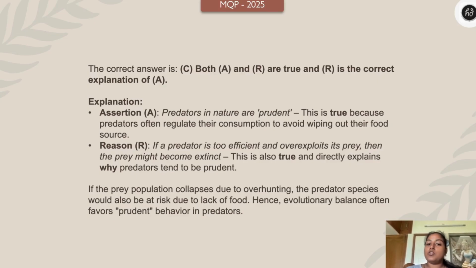They can regulate their consumption to avoid wiping out their food source. Okay, if the prey population collapses due to overhunting, the predator species would also be at risk because of lack of food, right? So hence evolutionary balance often favors prudent behavior in predators.